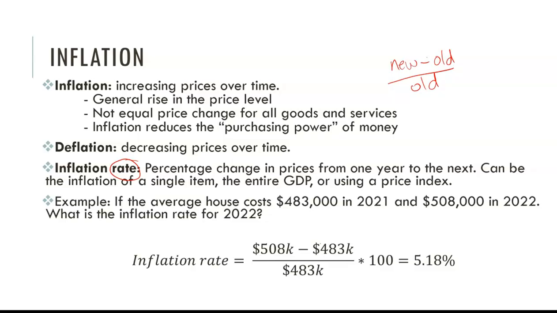Okay, so the new price is $508,000. Old price is $483,000. So prices went up by $25,000. We divide that by the original $483,000 and then multiply that by 100 to give us a rate of 5.18%. So prices went up by a little bit over 5%.